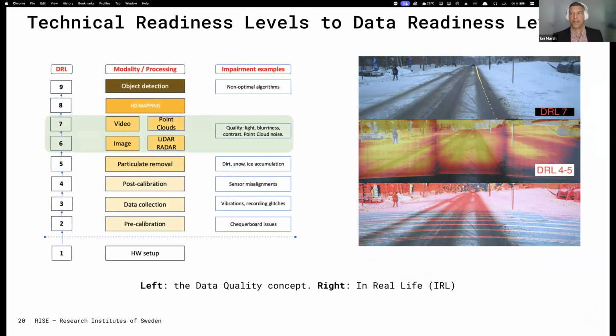So I just want to say one thing about data quality in the specific of automated driving. People are very familiar with technical readiness levels, TRLs. We talk about them all the time in projects, TRL 3 to 5 and so on, but why not a data readiness level? I mean, it's a fairly obvious thing to do.